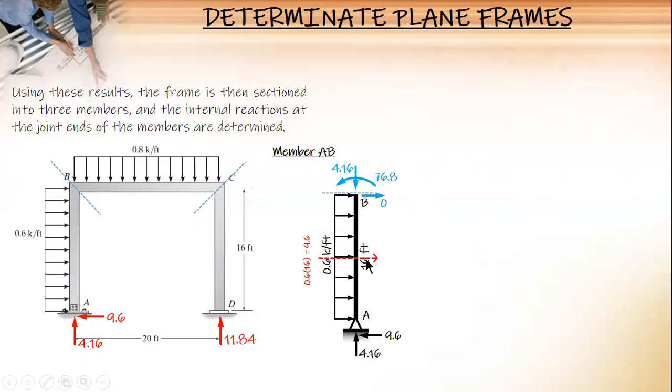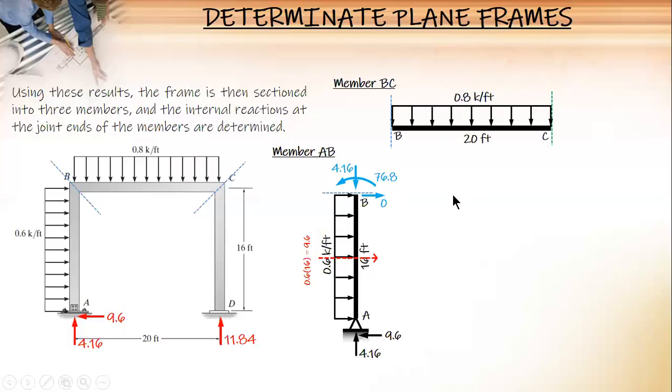9.6 times 16 minus 9.6 times 8. The result is 76.8. Clockwise, because this one is bigger, has a bigger moment as compared to this. So, balance it with a counterclockwise 76.8.